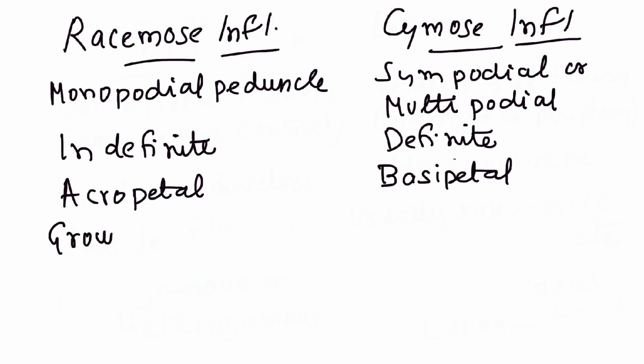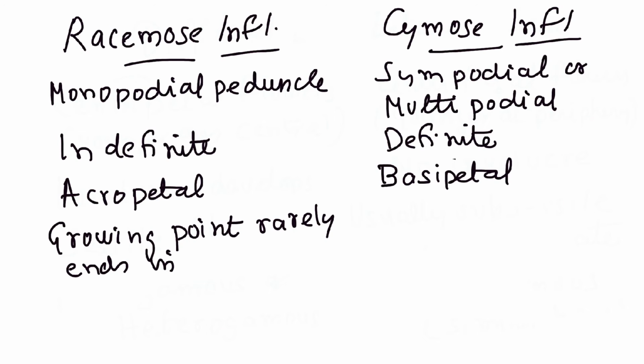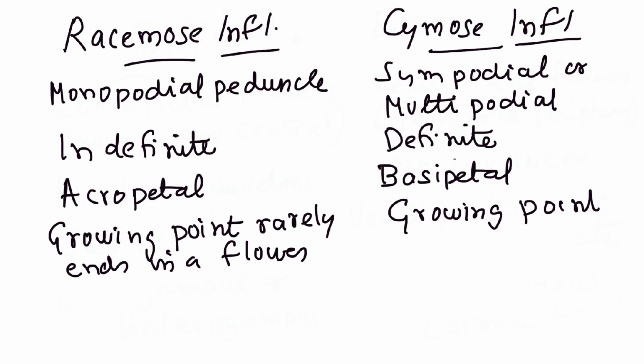Racemose growth is indefinite. That's a very important point, which means that the growth is continuous at the shoot tip or at the tip where the inflorescence is developing. Cymose, it's definite. In Racemose, the flower arrangement is acropetal. Acropetal in the sense that you have the younger flowers at the top and the older flowers at the bottom. Basipetal means it's the other way around. You have the older flowers at the top.